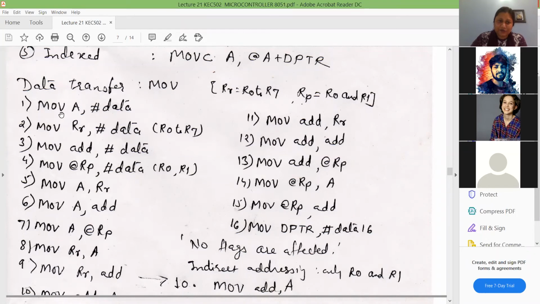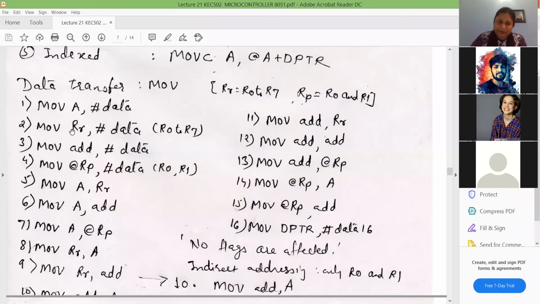When I write move A comma hash data, that means 8-bit immediate data, whatever may be here, goes into hexadecimal data, that goes into the accumulator. When I write the instruction move Rn comma hash data, immediate data can go into any of the registers specified. If R0 is there, it will go into R0 register. If R7 is there, it will go into R7 register.